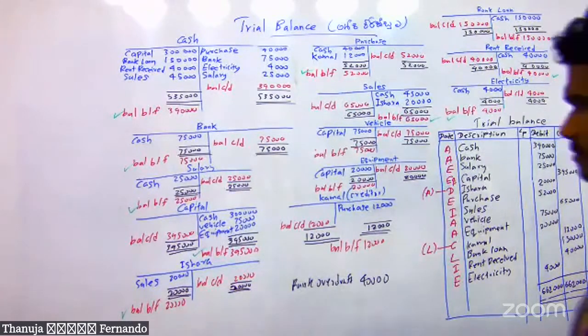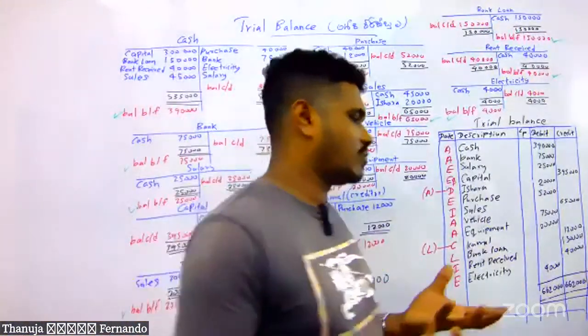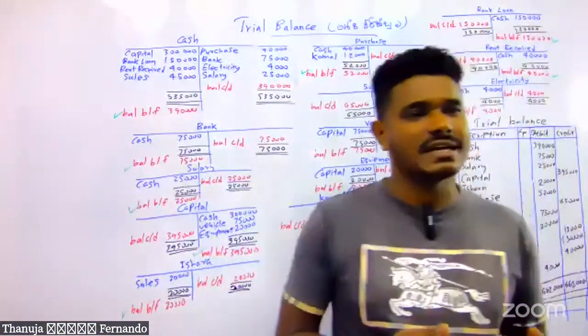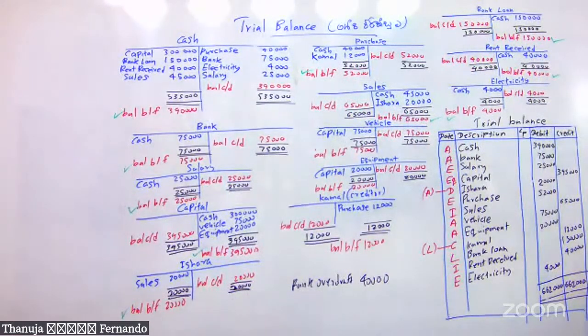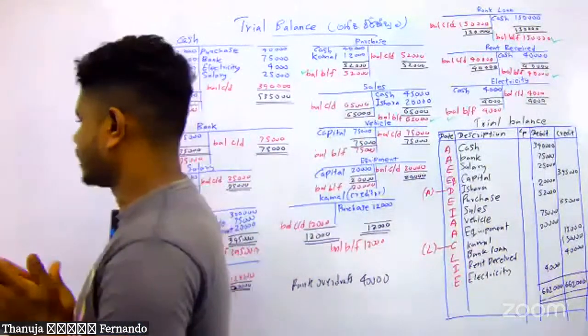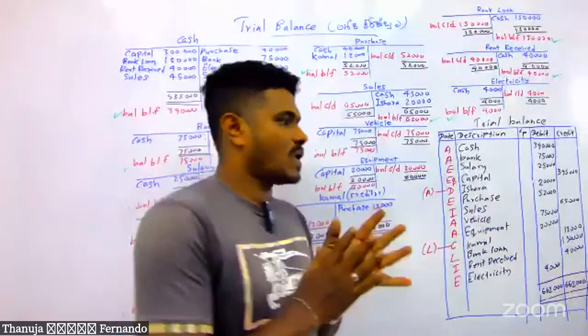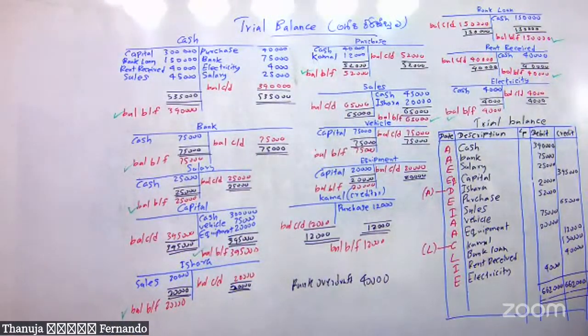Good, okay. So trial balance is over. This is a very simple counting lesson. Trial balance and petty cash book are both very simple chapters that we have.